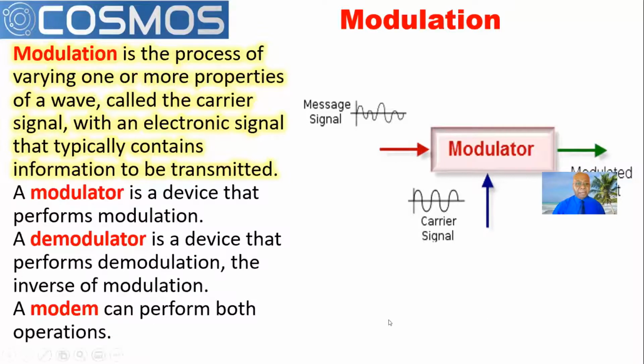Now, a modulator is a device that performs modulation. So the modulator would vary the frequency or vary the amplitude, as the case might be. A demodulator is a device that does the reverse. It demodulates a modulated signal, okay? Now, I know most of you have heard of a modem. A modem is usually attached to your computer. A modem can perform both modulation and demodulation.